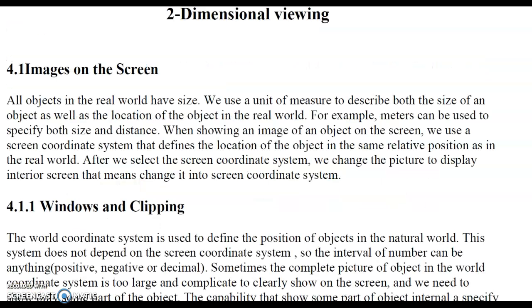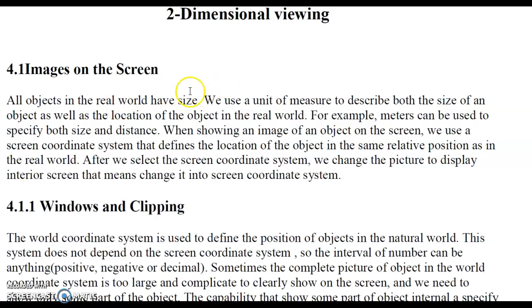Before we complete this session, we have completed translation, rotation, scaling, shearing and reflection for 2D. That is, 2D transformation is completely finished. Now we'll go to the next topic, two-dimensional viewing. I told you viewing is a very important thing. So let us read this paragraph and understand.